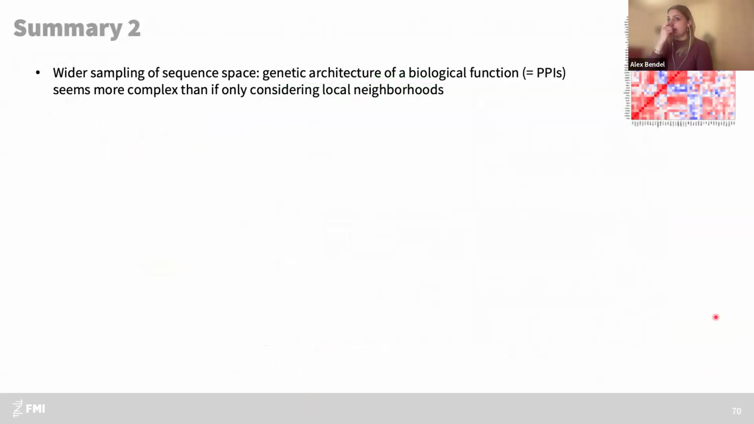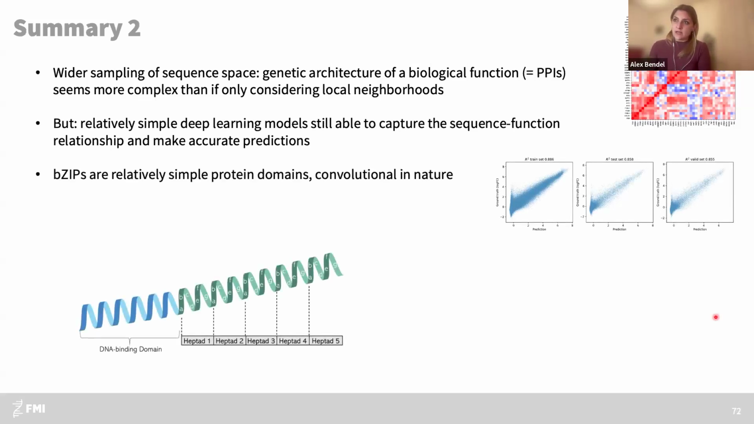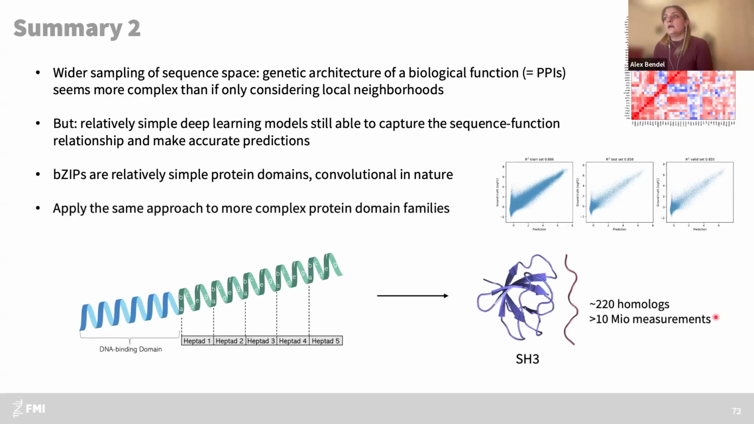So to summarize this, when we do wider sampling of a sequence space, we observe that the genetic architecture of the biological function of protein-protein interactions seems to be more complex than if we only consider local neighborhoods of proteins. However, we can still use relatively simple deep learning models that are able to capture the sequence-function relationship and make accurate predictions. I should mention that BZIPs are relatively simple protein domains. They are convolutional in nature, so maybe that is why this convolutional model also performs so well in predicting them.